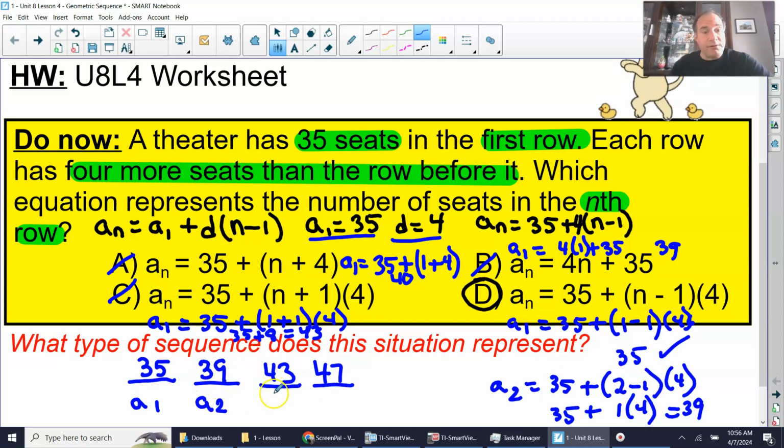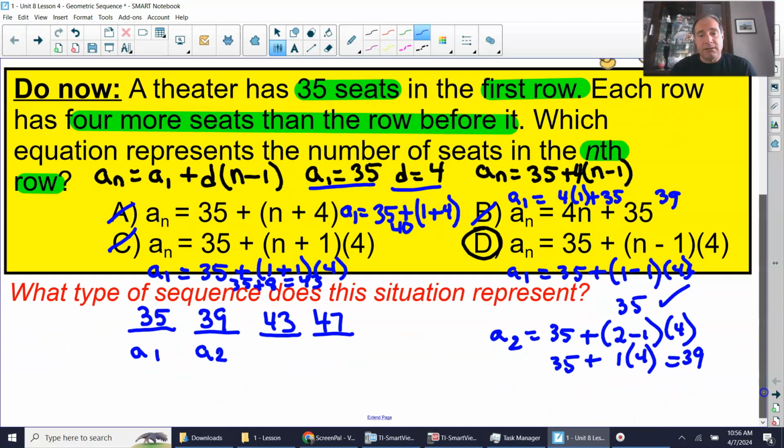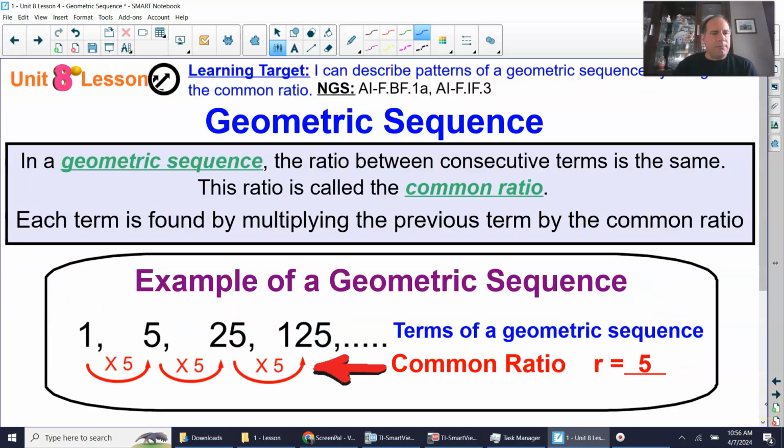If you did it for the third row and the fourth row, it would work. So basically what you do have to remember is the formula. The formula is on the reference sheet, and that's the way you're going to do it. So D is your answer.